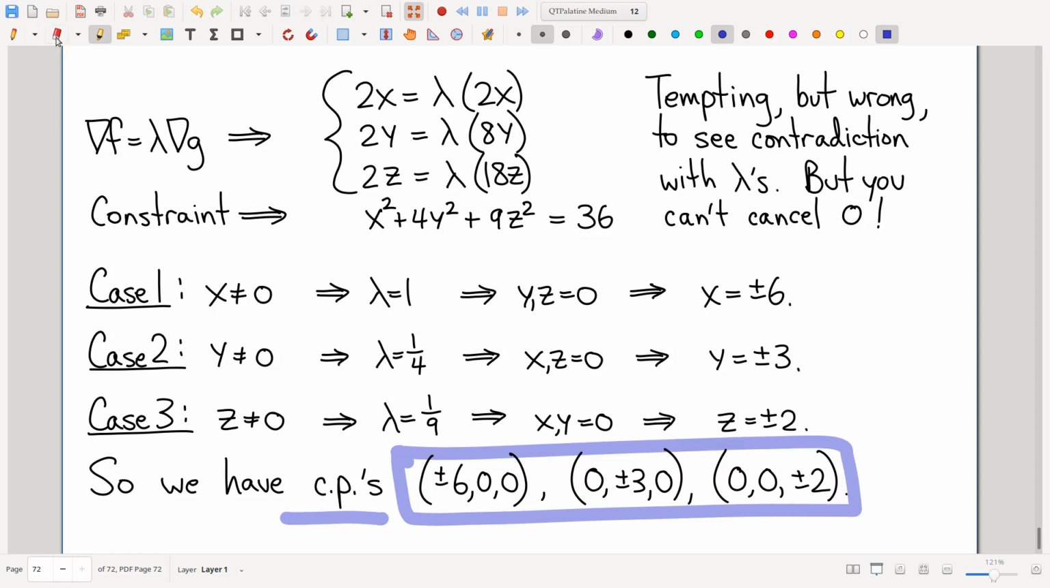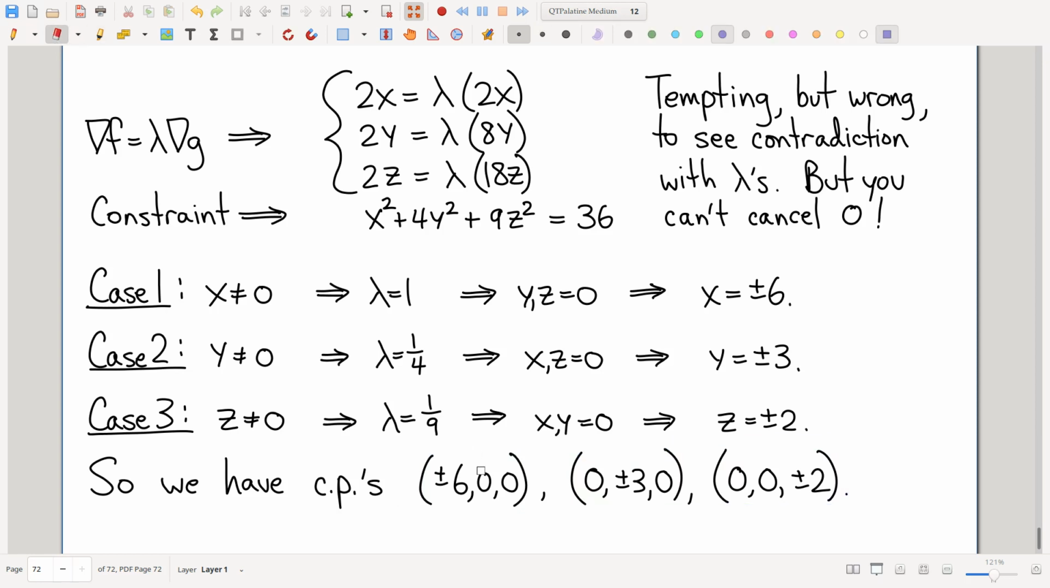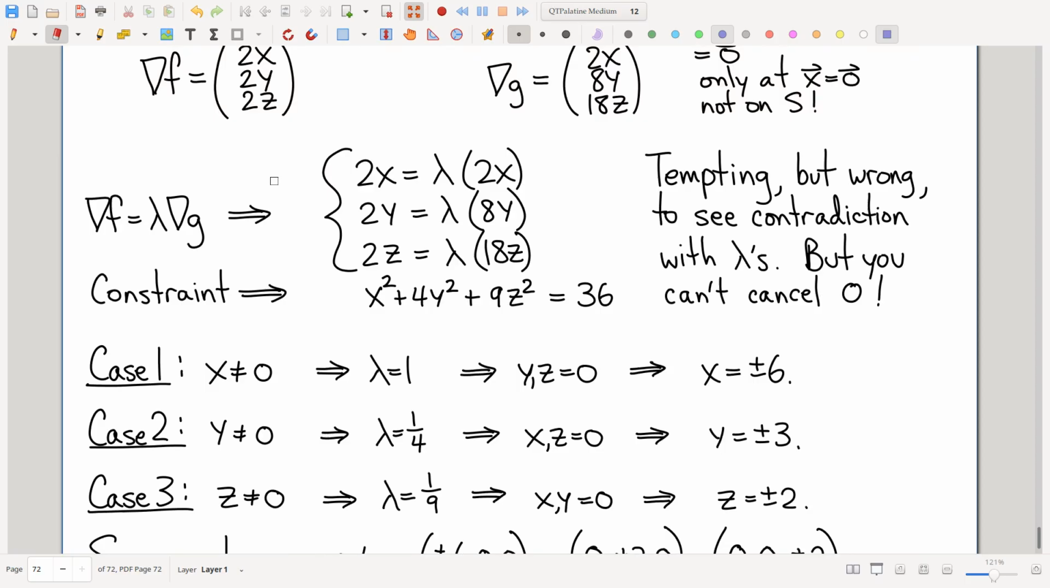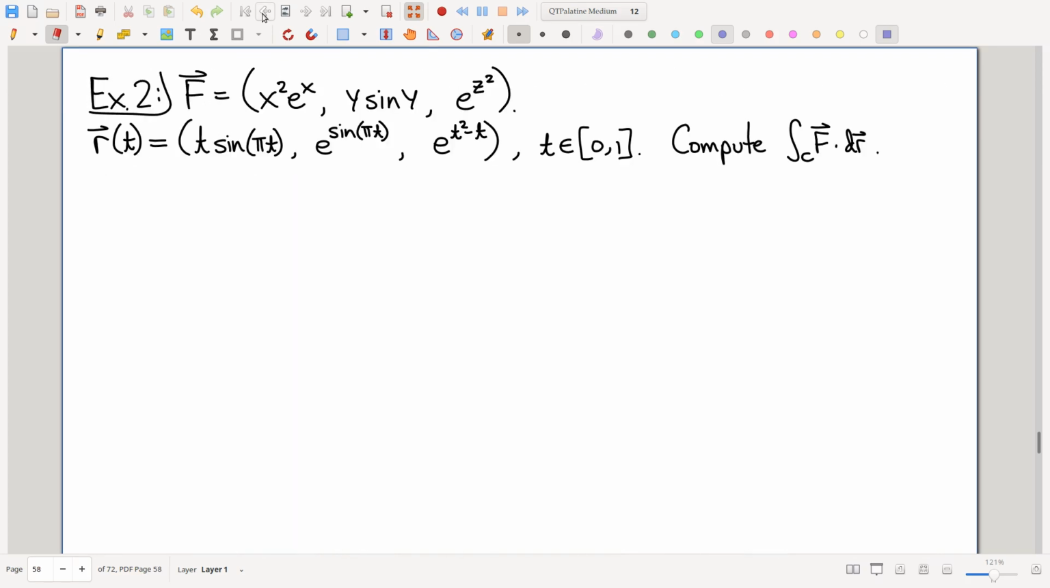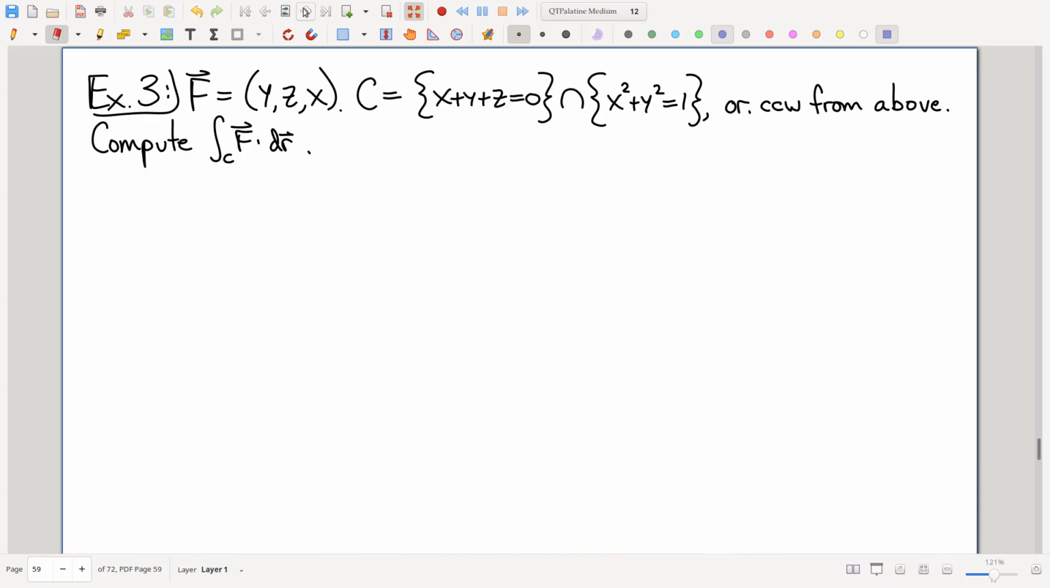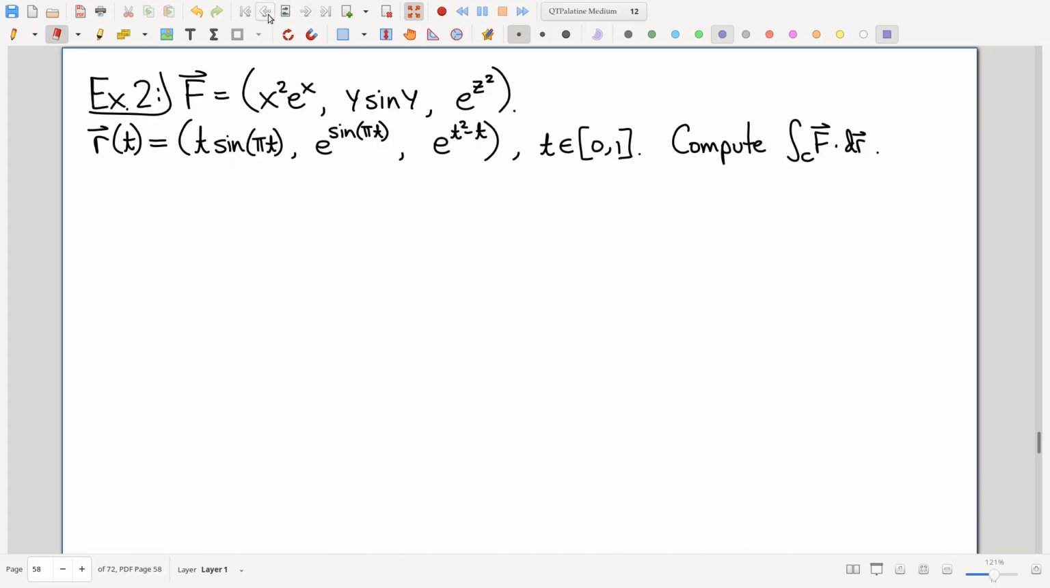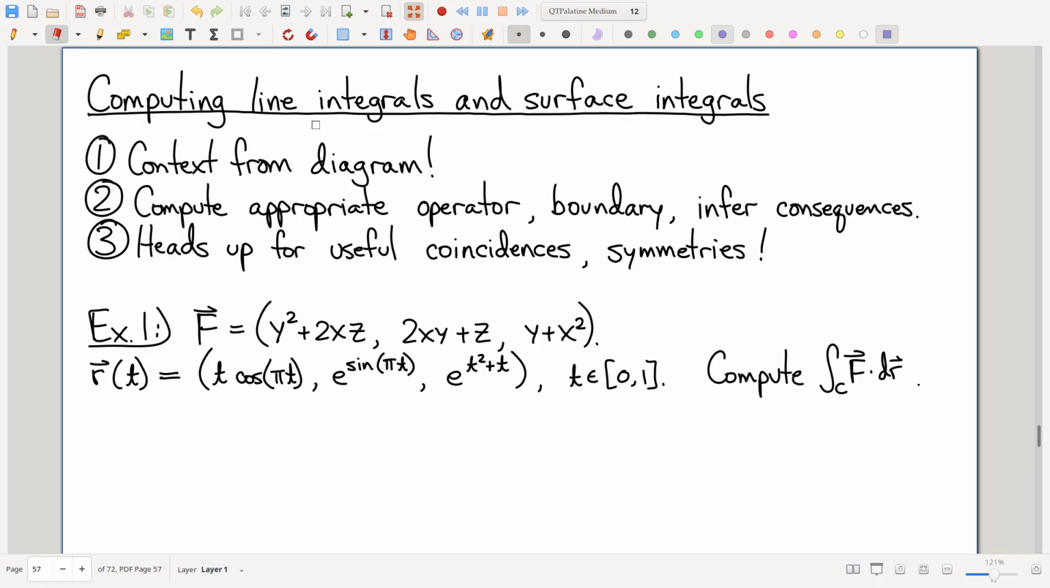Okay, so that's chapter 4. And so now we have, let's say, about 10 minutes to go through and talk about these 6 examples. I guess I'll just do them in order.